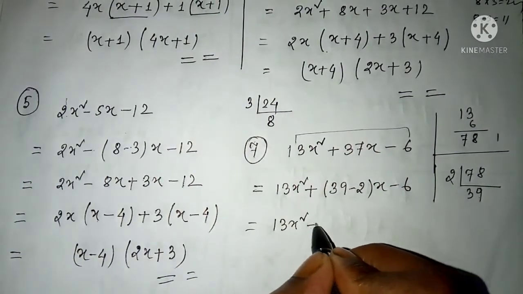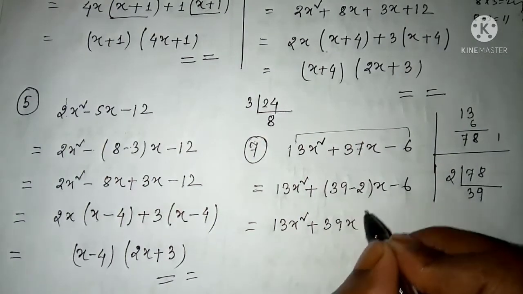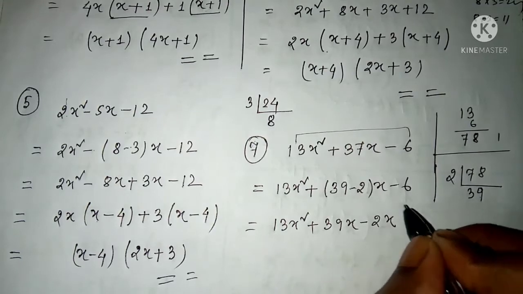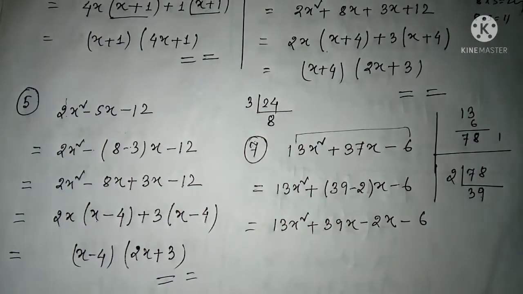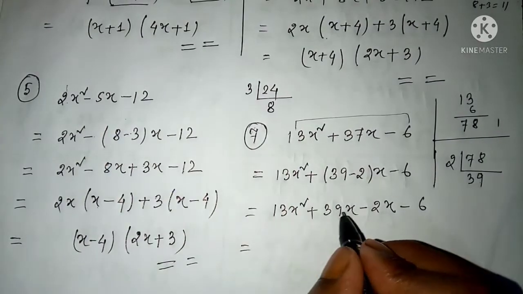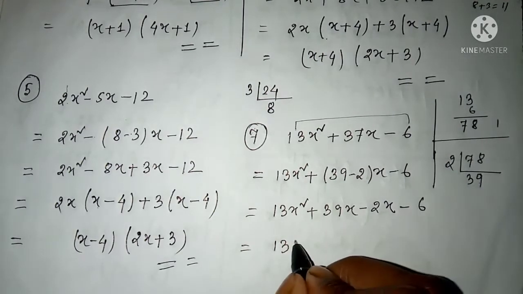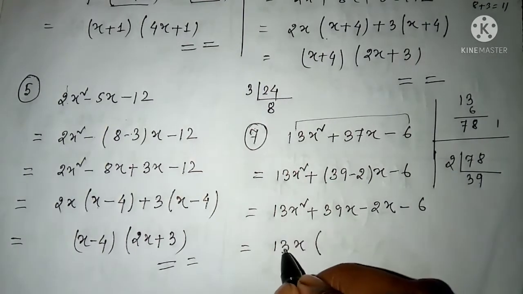Then you write 13x square, 39 into x, that is your 39x, then that is your minus 2x, and then your minus 6 as it is. Okay, then see, 13 divides 39. So can I take 13 as common? Then x square, x, you take x. From here 13 is taken out.